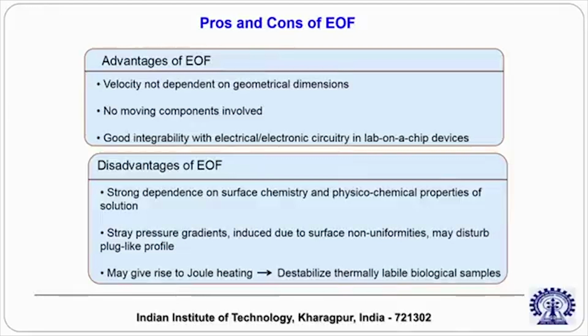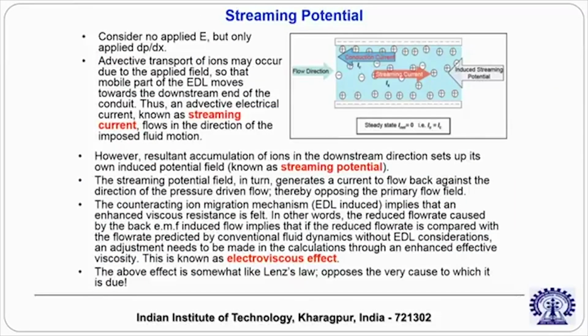Not only that, the uniform velocity profile will become non-uniform as soon as the zeta potential becomes non-uniform, and that may be the case if the surface is inhomogeneous. And the third point is the Joule heating, which I have already mentioned. Next, in the next couple of minutes I will try to go through some other electrokinetic effects very briefly.